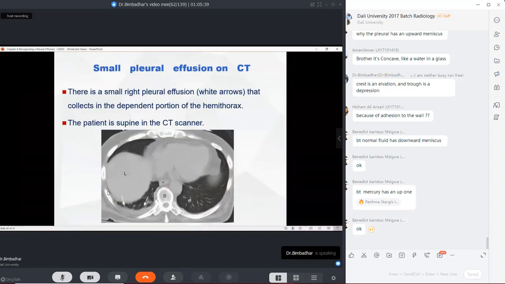You see here, like I said before, CT is the confirmatory diagnosis. CT has got better sensitivity. And remember, can somebody tell me what kind of window mode are we looking at here? What is this window mode? Look at the picture and tell me.